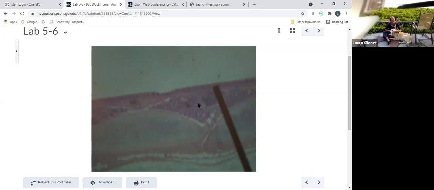Now what I do is I put it on the overhead, the front projector, in the front of the classroom, and I just take a picture from my phone that way. But I do have some better ones in the notes.